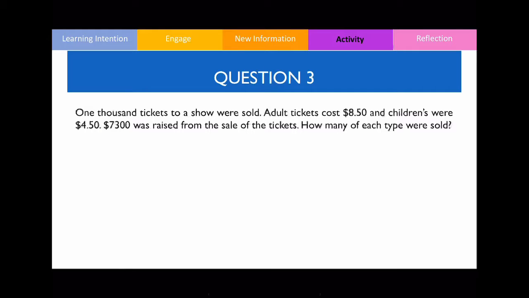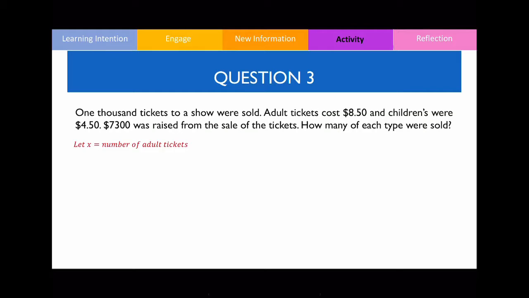$7,300 was raised from the sale of the tickets. How many of each type were sold? So when you're trying to do these types of questions, it's really important that the first thing you do is define the variables. So define what objects or things have actually been given to you. In this case, because simultaneous equations involve finding the values of x and y, so two variables, you should be defining those two variables and writing them as well.